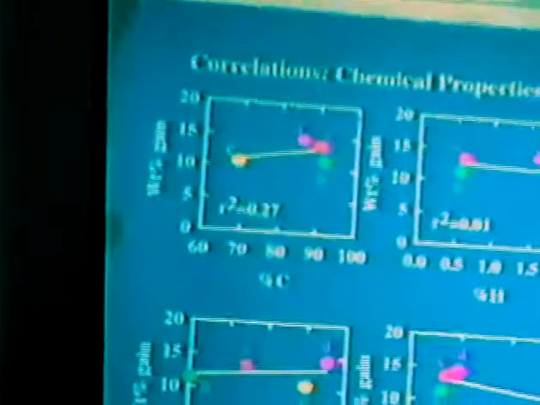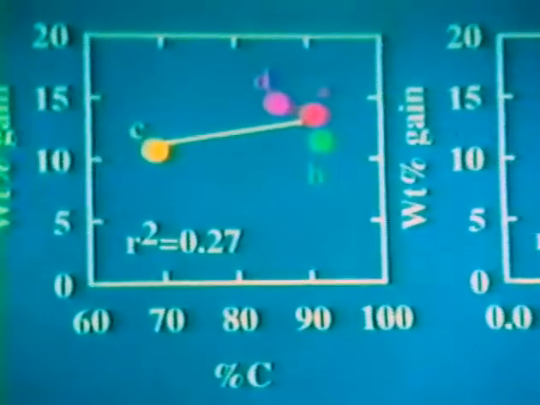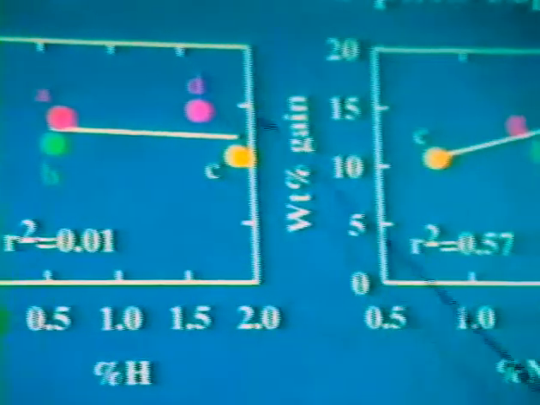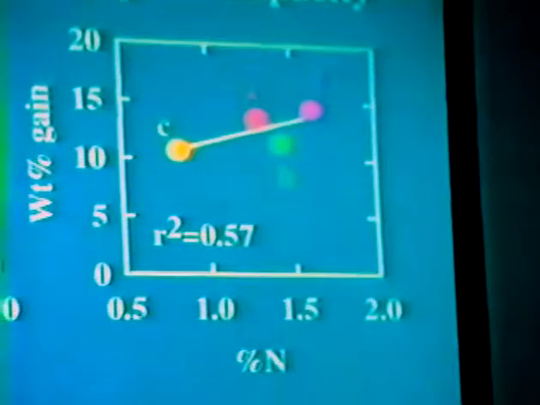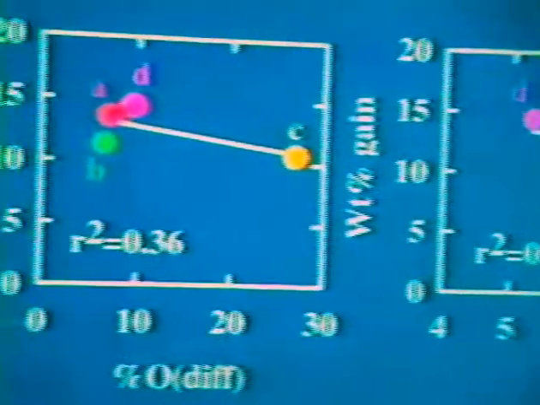In terms of looking at the elemental analysis and the pH, again, no significant correlations. However, the two good carbons did have similar carbon content, nitrogen and oxygen by difference, but were widely different in the other three parameters measured.